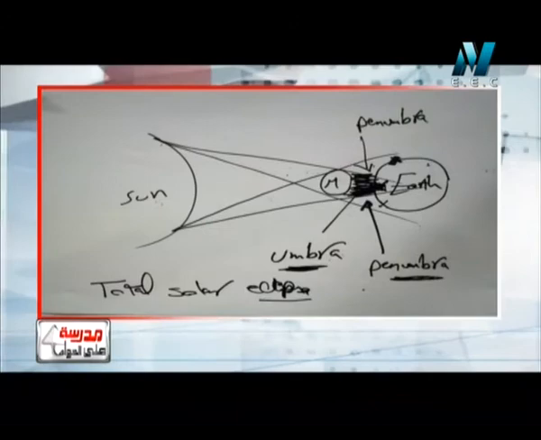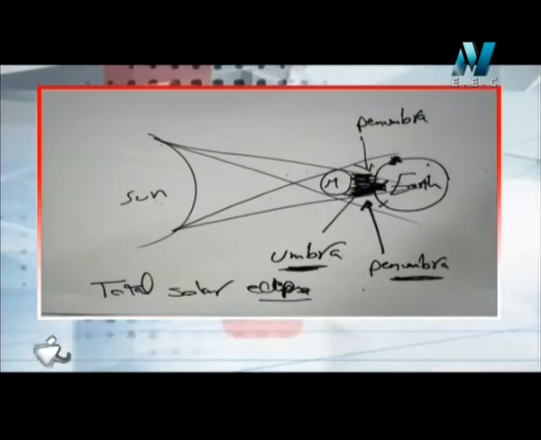Okay, but what happened in the other case, or in the second case, when the moon comes nearer to the sun? I will have another area, a new area of antumbra, which means that I have a new area of shadow.